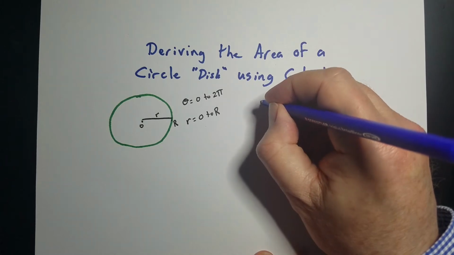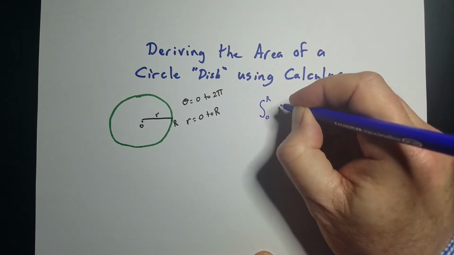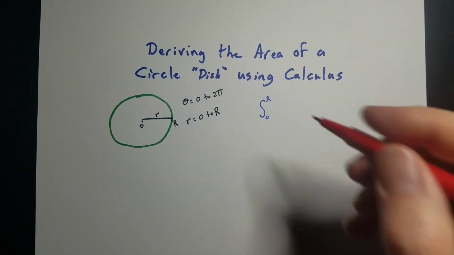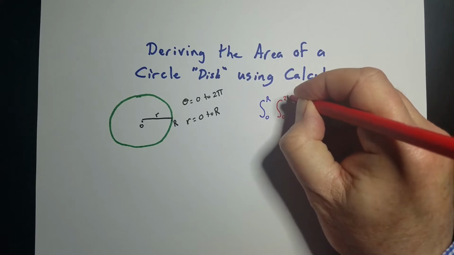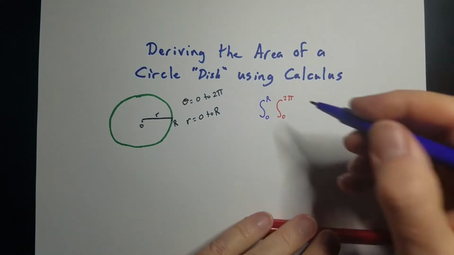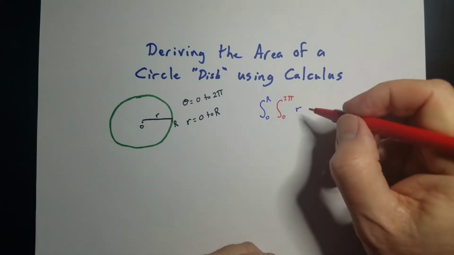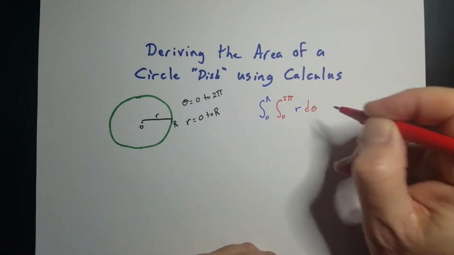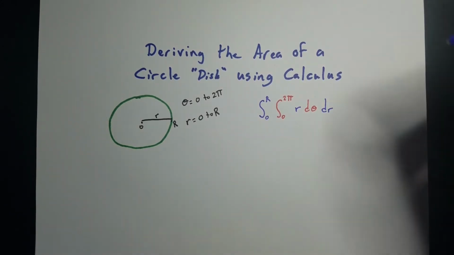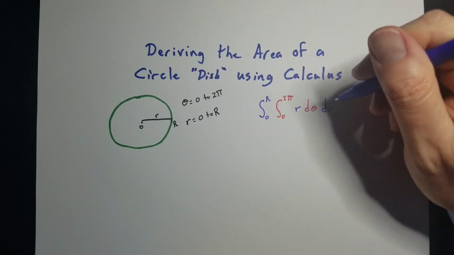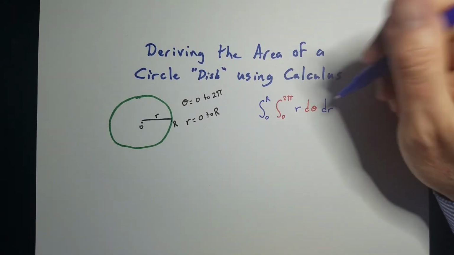So let's set this up. We have an integral of 0 to r, and we have the integral from 0 to 2 pi, r d theta dr. Okay, I try to color code these so we can keep track of what's going with what. The inners go together and the outers go together.